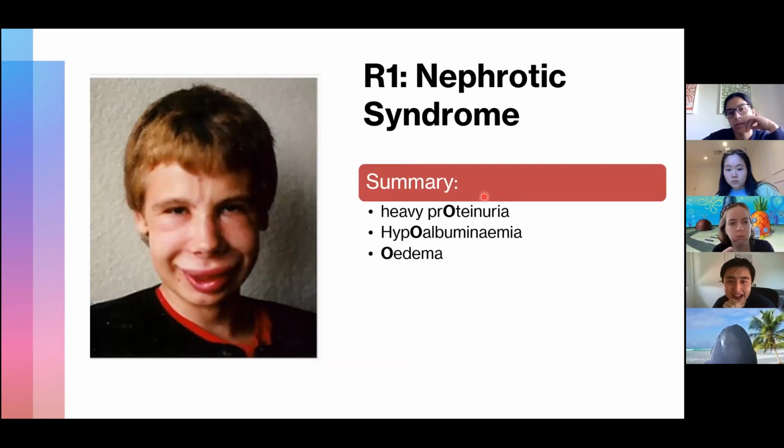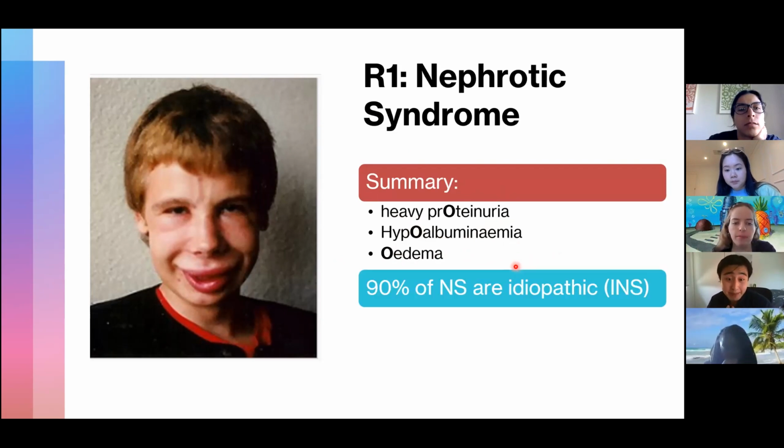So in summary, nephrotic syndrome is characterized by heavy proteinuria, hypoalbuminemia, and edema. What's important to keep in mind is that 90% of nephrotic syndrome is idiopathic or primary. Now, can someone tell me the most common cause of primary nephrotic syndrome in children? Good. So I can see everyone remembers their pathology. Minimal change disease is a big one.